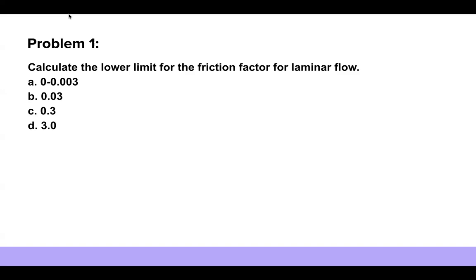Two more minutes and then we'll discuss the answer. Once you've got the answer, please put it in the chat box. Calculate the lower limit for the friction factor for laminar flow. For that, what do you know? You know the relationship between friction factor and the Reynolds number in the laminar flow region, and you know it's inversely proportional, right? So once it's inversely proportional, what you have to do is give the upper limit of Reynolds number for laminar flow so that you get the lower limit for the friction factor. That's a hint that you have. One or two minutes and then we'll discuss.